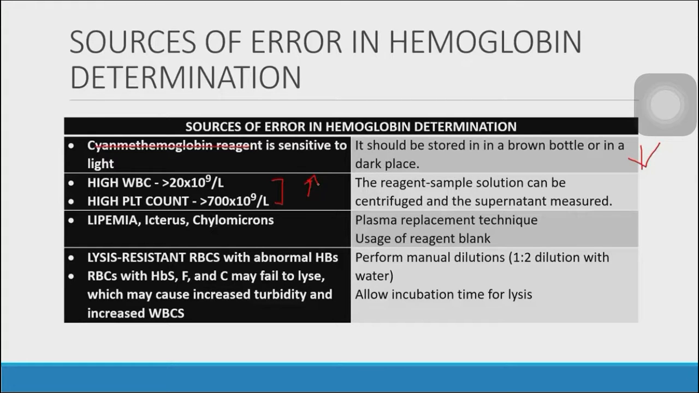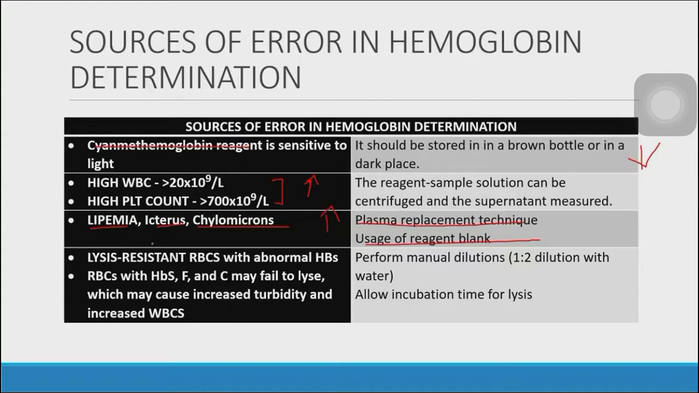Okay, how about if yung sample mo may leukemia, icteric, or may presence ng chylomicron? Okay, so again, this may interfere with the appearance of the sample, thereby causing a falsely elevated hemoglobin result. Okay, so what is the resolution here? Okay, you can do a plasma replacement technique with equal amounts of saline, or you can use reagent blank. Okay, para ma-bypass niya yung appearance ng sample.